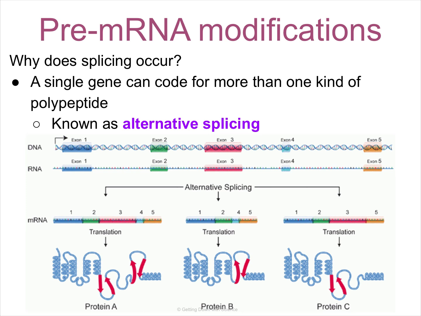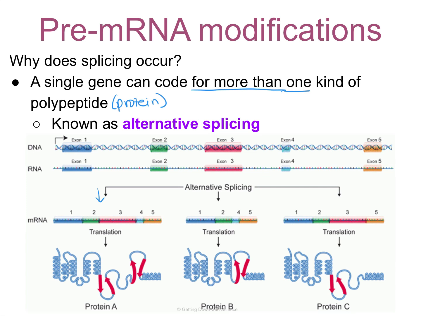So why do we splice the DNA? A single gene can code for more than one kind of polypeptide or protein. We call this alternative splicing. So we can make different combinations of proteins based on the exons that are left. For example, we can splice this gene this way. This is the first way right here.